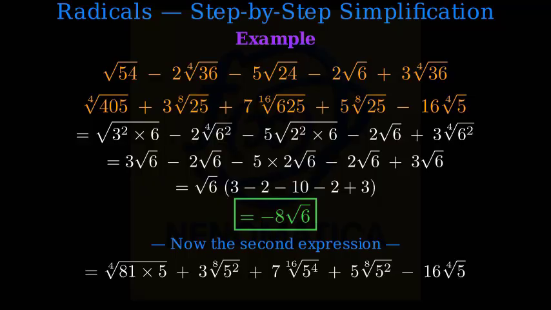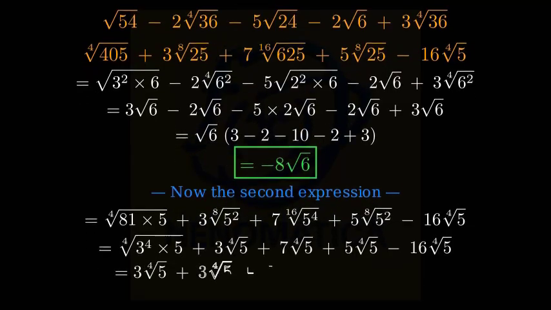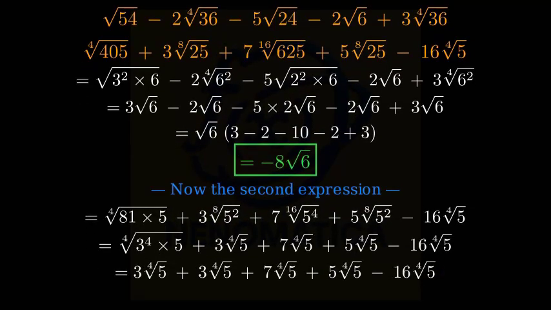Extract the perfect 4th power. 4th root of 3 to the 4th is 3. Now, all terms are the same 4th root of 5. Factor it and add the coefficients. Finish the arithmetic to get the result for part B.